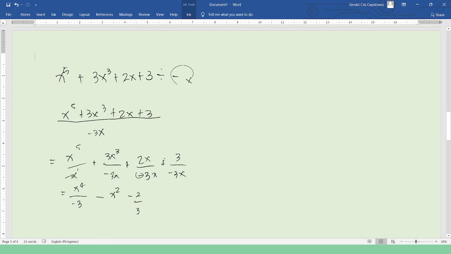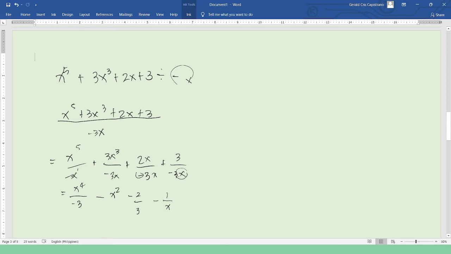Tapos, yung last natin gagawin dito ay ito. Okay? So, makikita natin walang x doon sa taas. So, mareretain lamang yung variable na x dyan sa baba. Then, we'll have 3 divided by negative 3. That will be negative 1. So, we'll have minus 1 over x. So, yan ay magiging final answer natin.